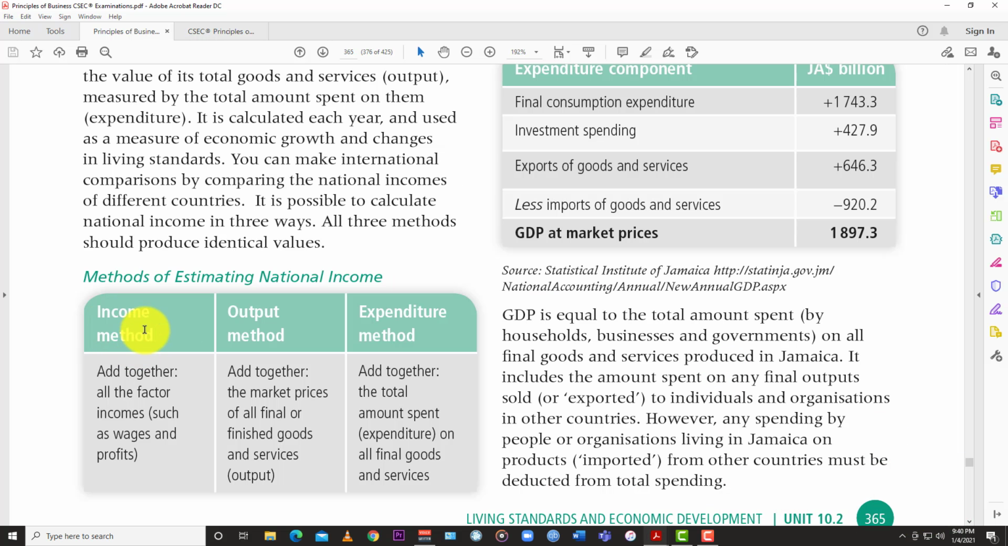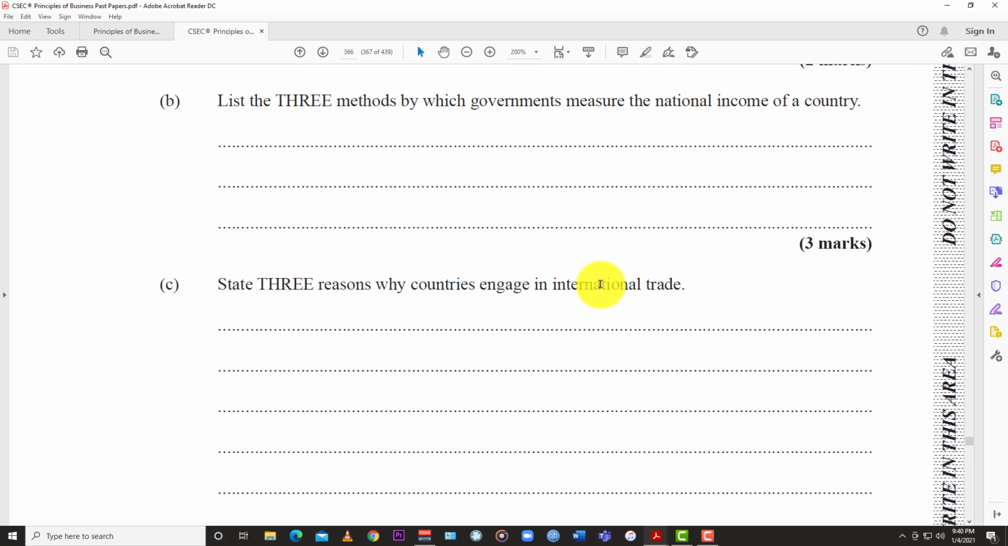And so you have the methods of estimating national income. You have the income method, where you add together all the factor incomes such as wages and profits. Then you have the output method, where you add together the market prices of all final or finished goods and services. And then you have the expenditure method, where you add together the total amount spent on all final goods and services. So those are the 3 methods of calculating national income, GDP, within an economy.